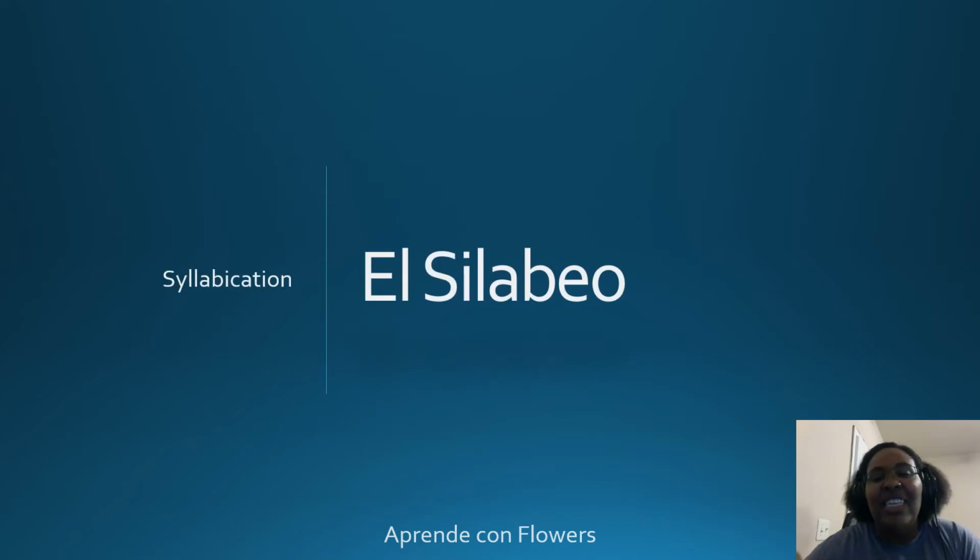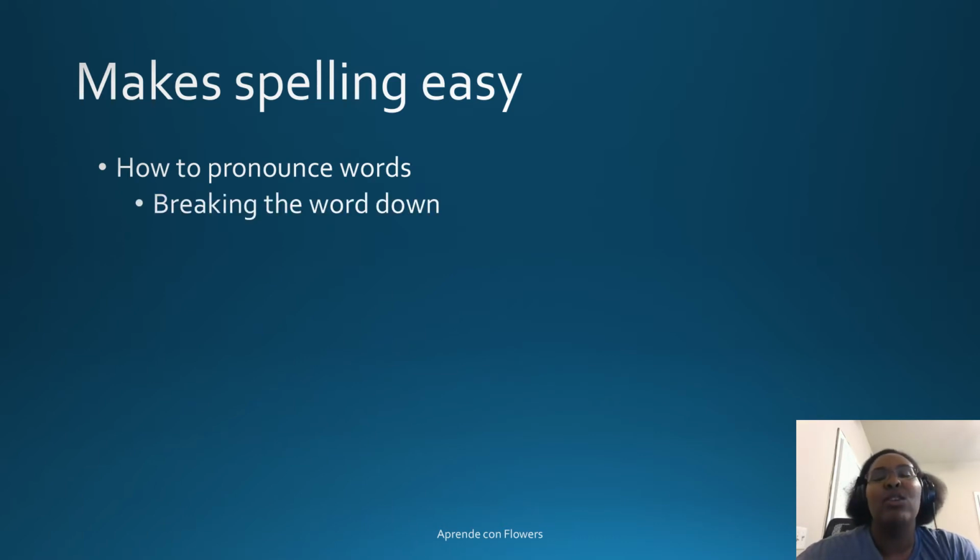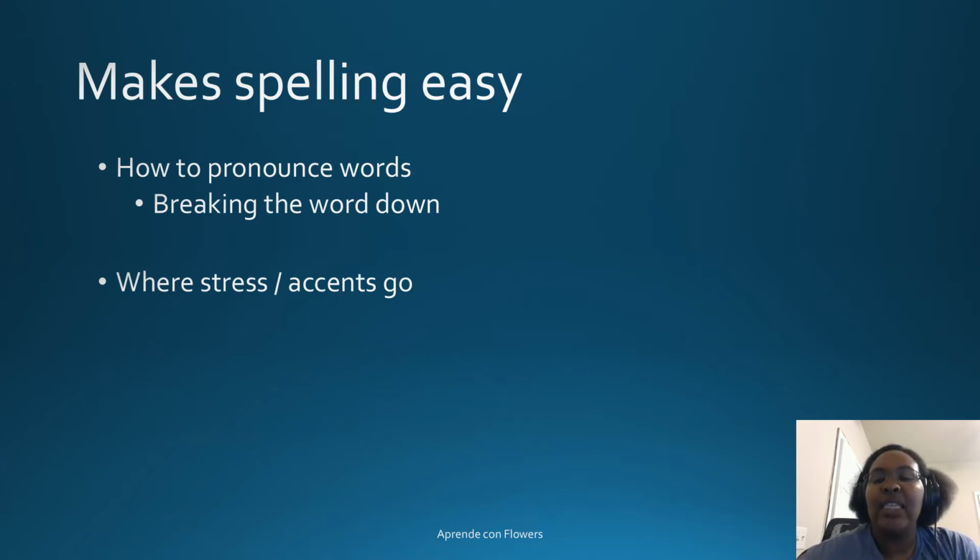Syllabication, or sílaba. Why am I talking about syllabication? It's because it helps make spelling easy and it also helps you pronounce words. How does it do that? Because it breaks the word down into more manageable chunks, and it helps you figure out where the stress of a word goes, like where the accents go.